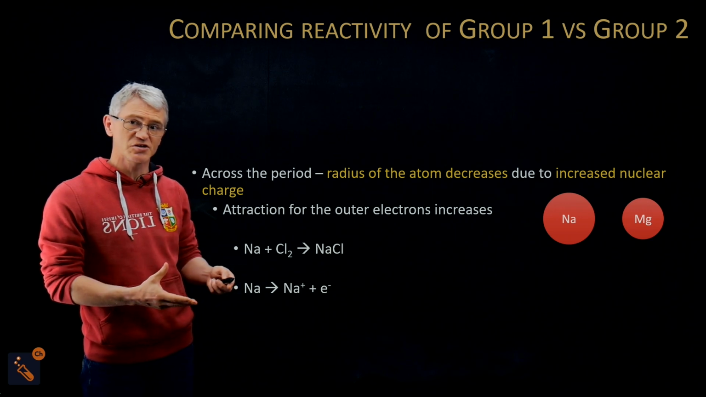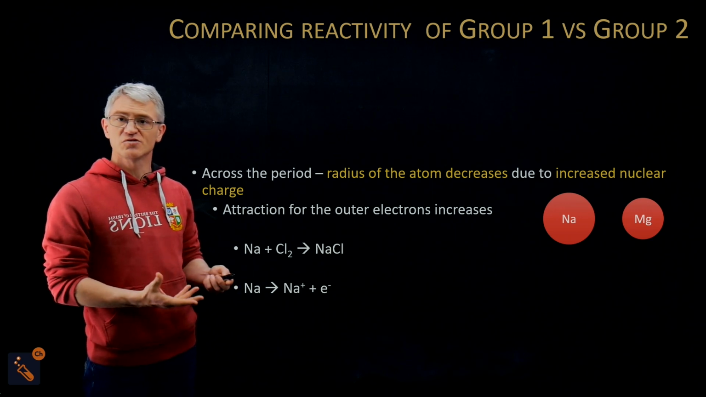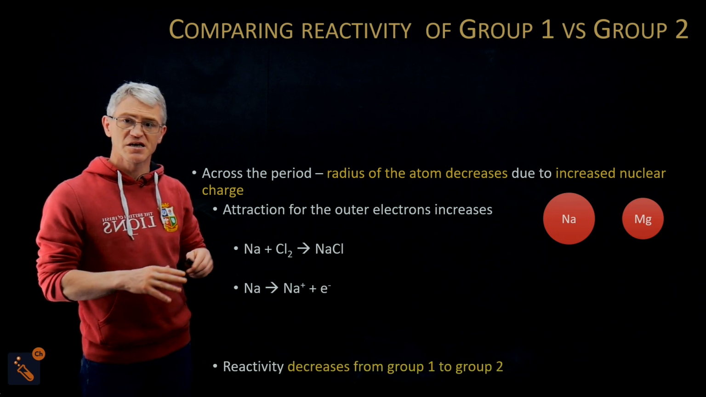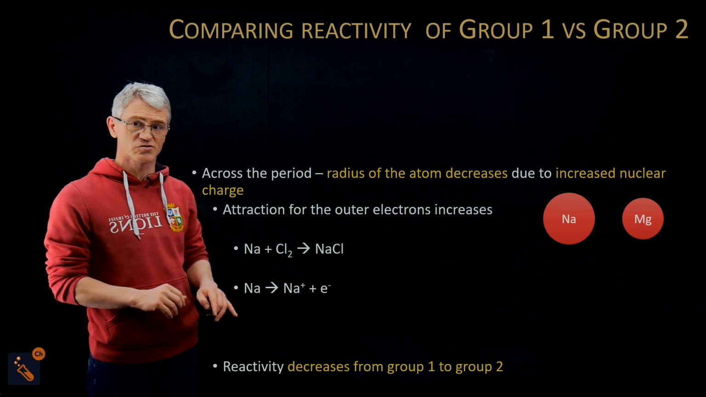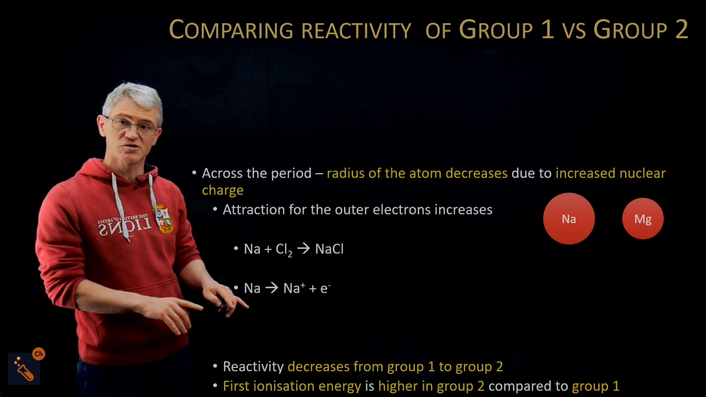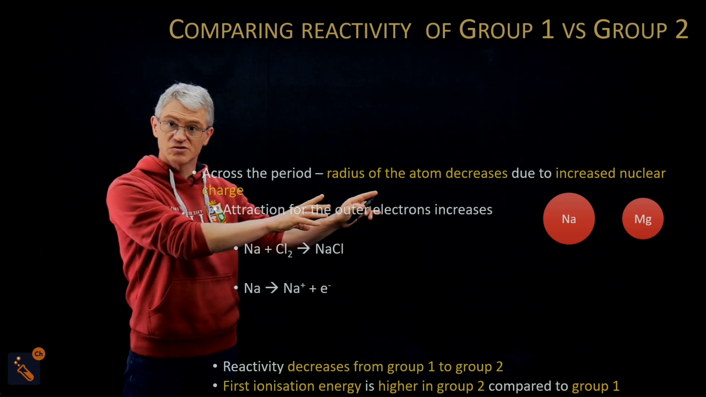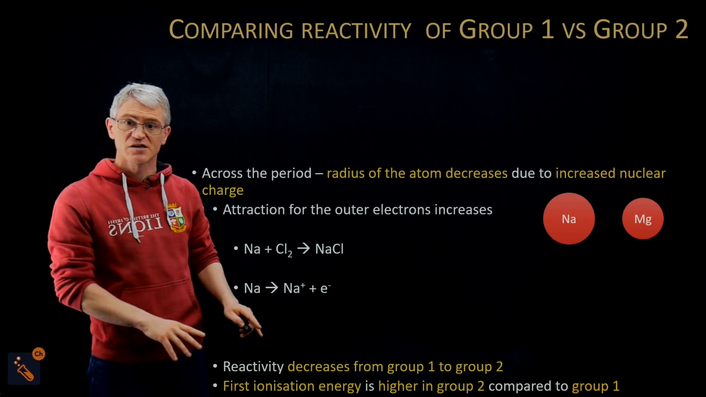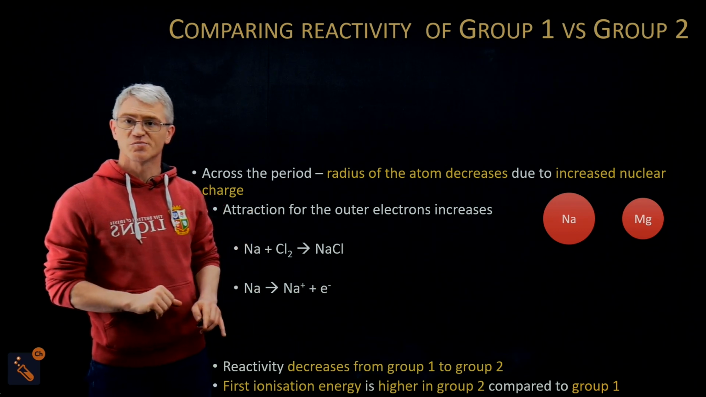So if you want to look at reactivity, a good way of looking at it is to look at how much energy it takes to ionize it. The reactivity decreases from Group 1 to Group 2, and that's because the first ionization energy is higher in Group 2. That's because of the reduced radius, which is because of the nuclear charge, compared to Group 1.